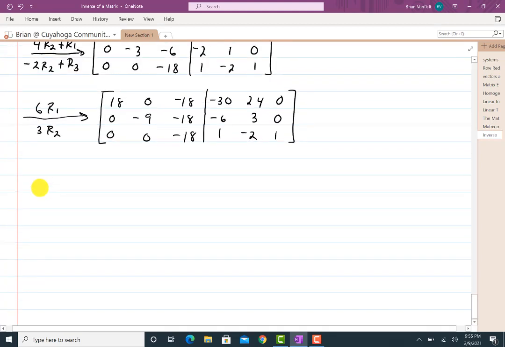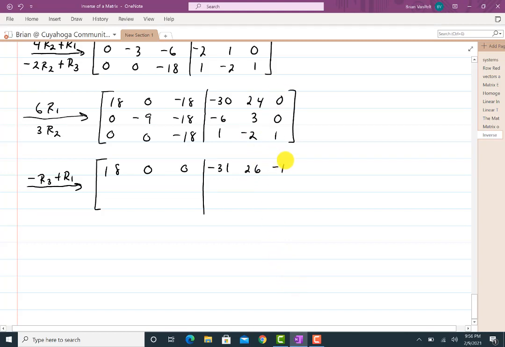Now I'll clean up the third column. Negative r3 plus r1. So I know what's going to happen in the first row there. And let me go ahead and finish this stuff up here. Negative 1 minus 30 is negative 31. And then I'll have 2 plus 24 will be 26. And then I'll have negative 1 plus 0 will be negative 1.